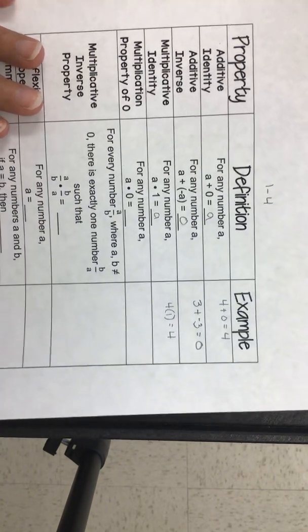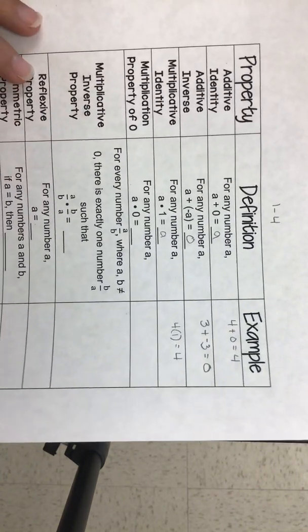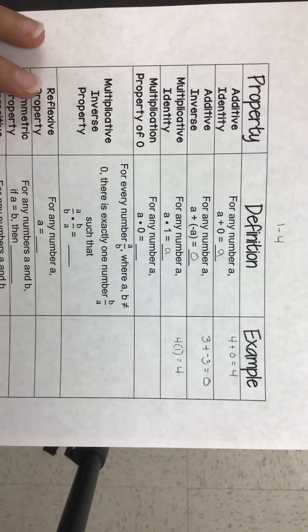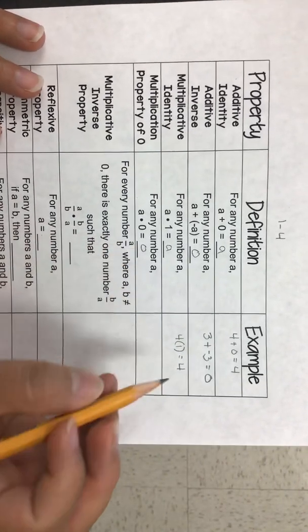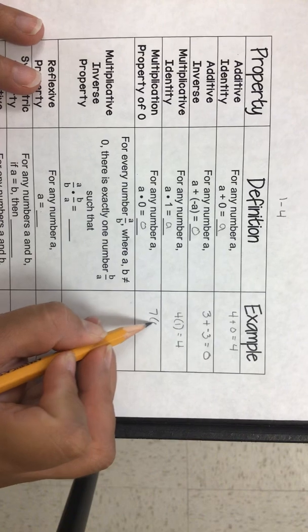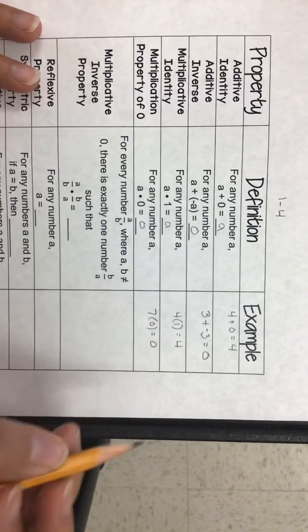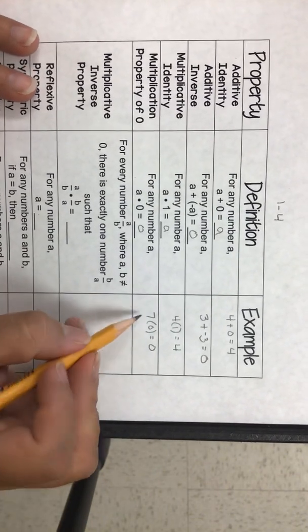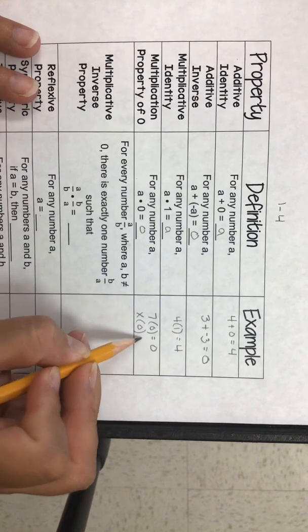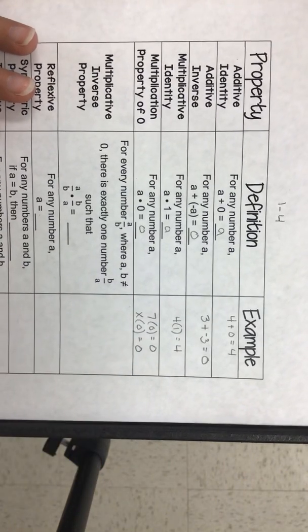The next one is the multiplication property of 0. When you multiply by 0, it always equals 0. So we could say that 7 times 0 is equal to 0. And no matter what you multiply by, for example, x times 0, it's still going to be 0.